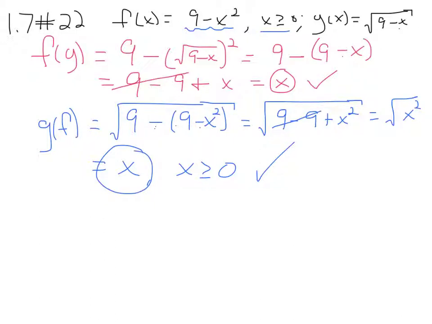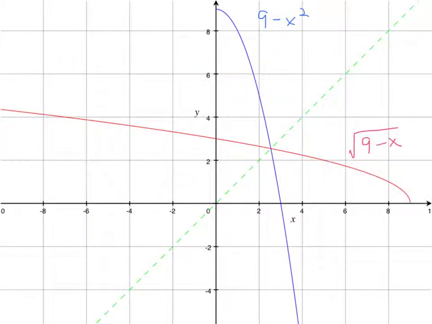Now let's take a look at the graphs and see what we got. Here in this graph we have our f, which was our 9 minus x squared, and we had our g, which was the square root of 9 minus x. And when we look at this graph, I've added on the line y equals x to make it clear what's happening here. These things are mirrored across this line y equals x.